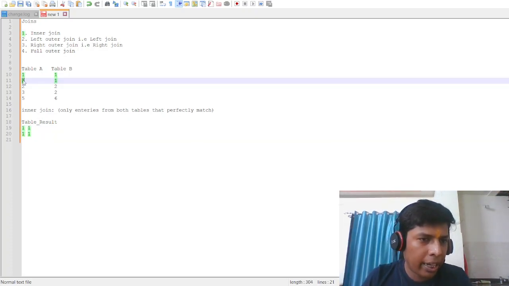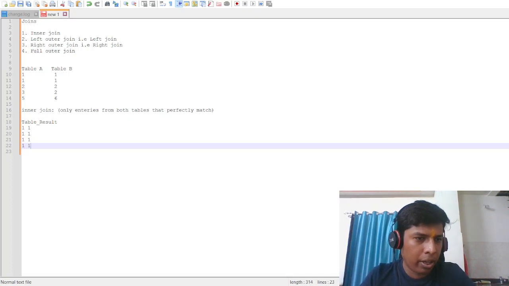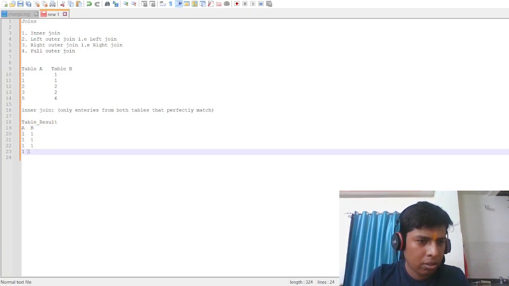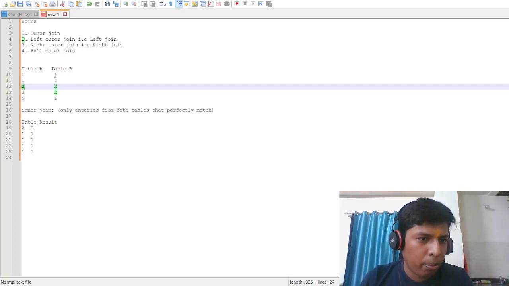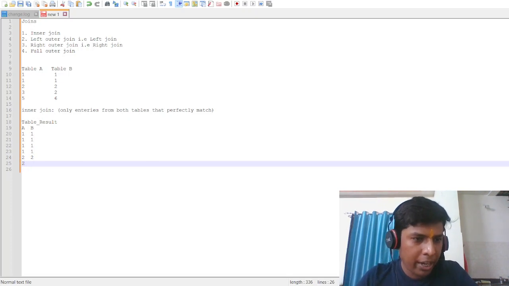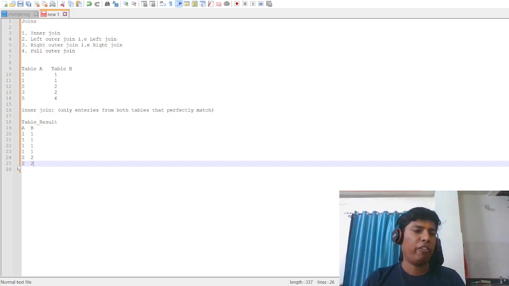Now it comes to this one, again two matches, 1 and 1, right? So 1 and 1. Just don't get confused. This one is coming from A and this one is coming from B. Okay, so for 1 the matching has been done. Now comes 2, no match, no match, and we get a match here. So 2 and 2, and there would be two matches for 2 as well. Again there's another 2 in table B. So 2 and 2. Now no matches for 3, no matches for 5. So this would be the output of your inner join, right?